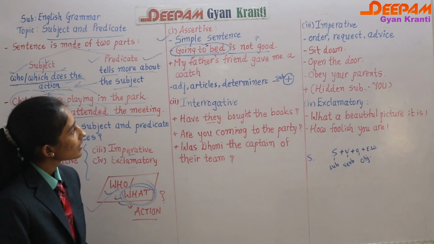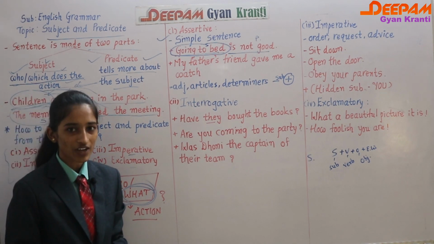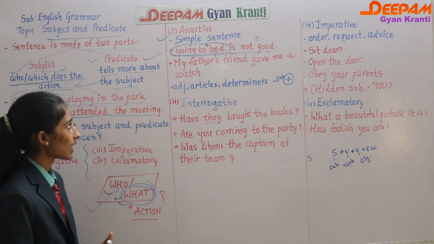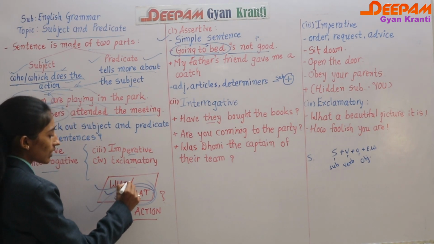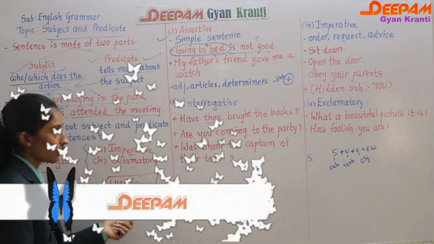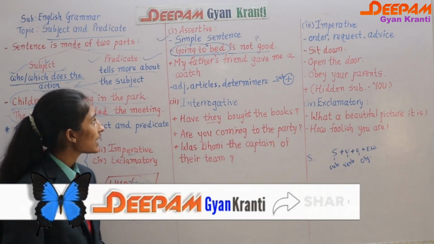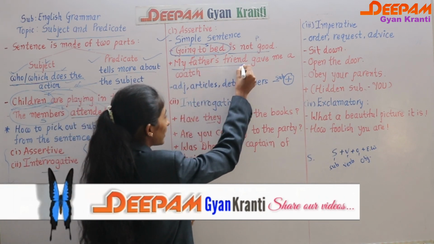Next, my father's friend gave me a watch. Now see, my father's friend means we come to know a living thing is there. So I ask the question with who. If living things, then we ask with who, and if non-living, then what. So who gave me a watch? Definitely you get the answer, my father's friend.